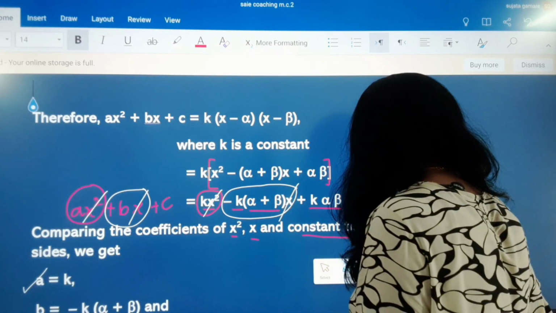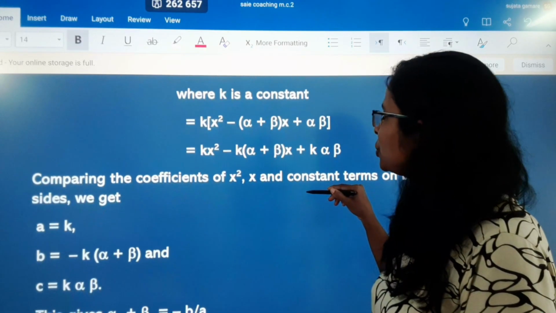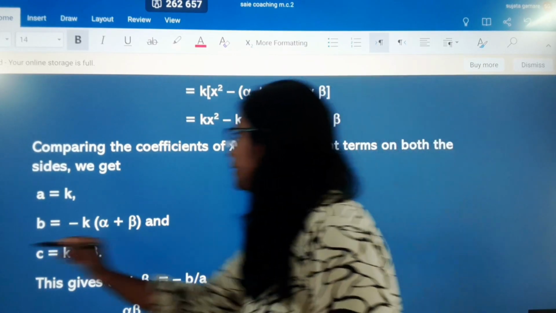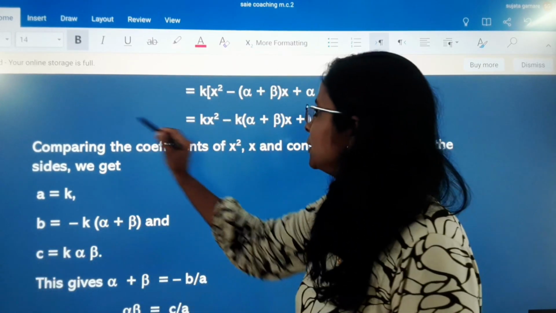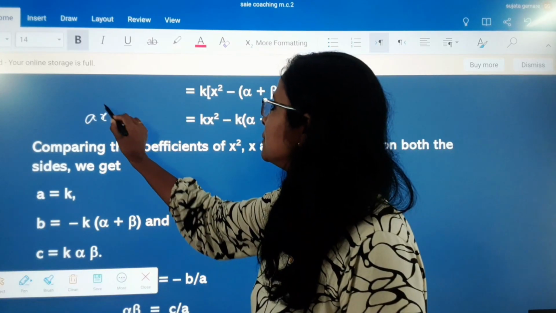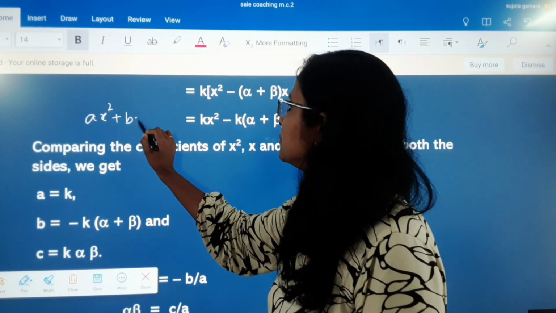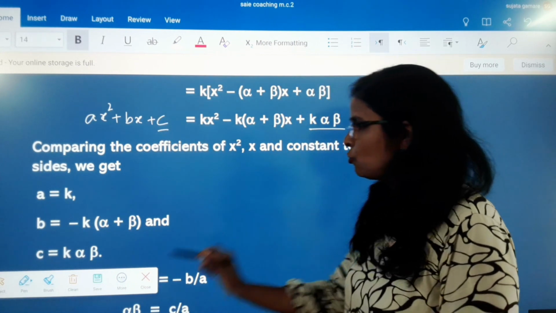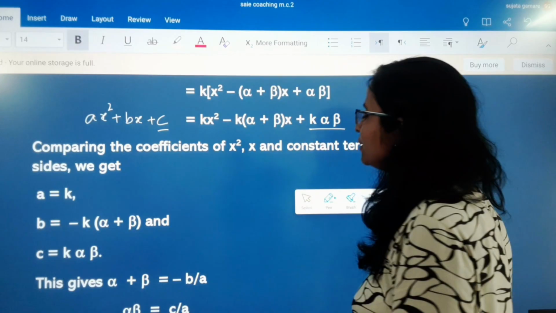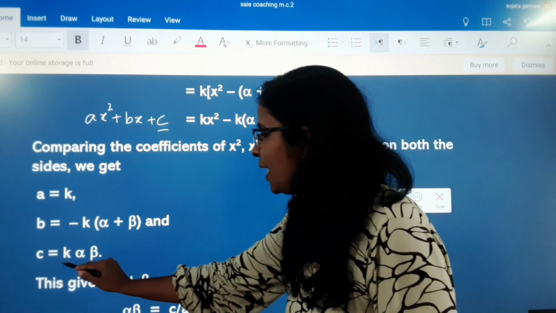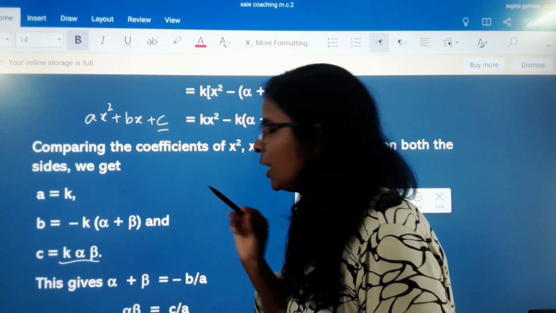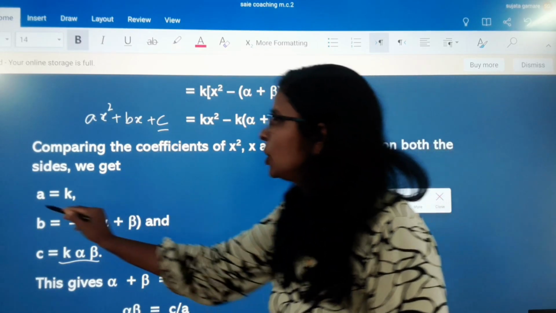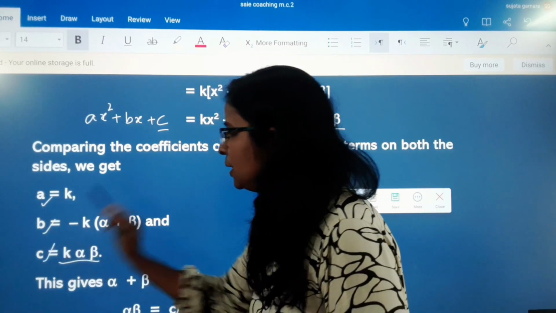Now see, compare the coefficient of the last term, that is the c. Now here this is the constant and this is also constant. So we can say that the constant c is equal to k alpha beta. So this way we get the values a, b, c.